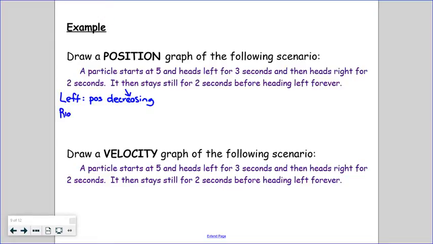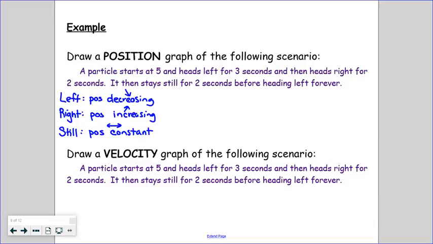Right, my position function would be increasing or heading uphill, positive slopes. If it is standing still, our position function would be constant. And constant in a graph looks like a horizontal line.